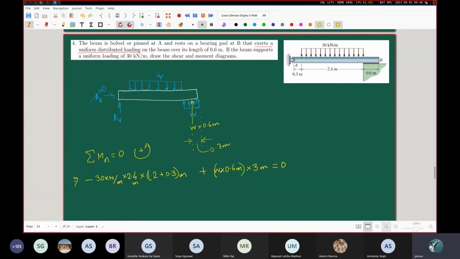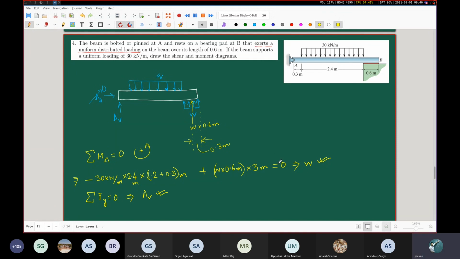So from here you can find out the W. And then after you have found out the W, this will give you W. And then you just do this sigma Fy equal to 0. This will give you the AV. And now you have everything that you need. Just proceed from the left hand. Be careful, find out the answer. Okay. That's it.